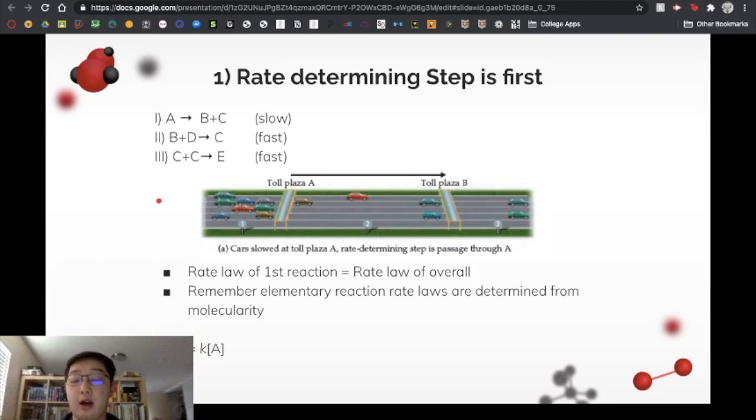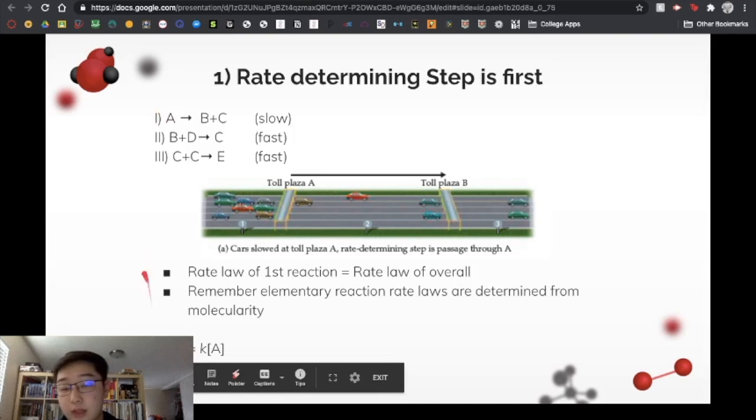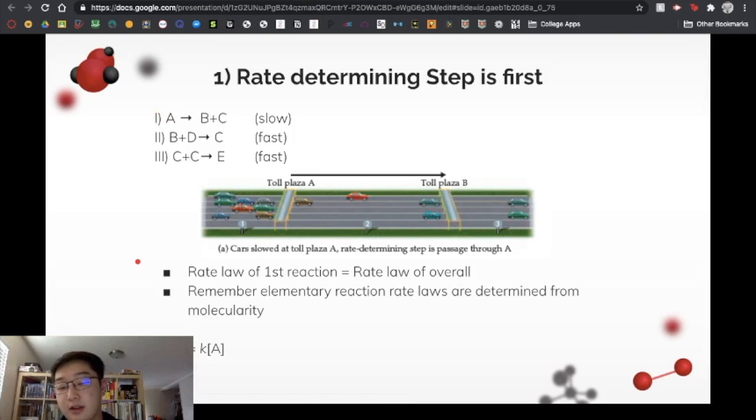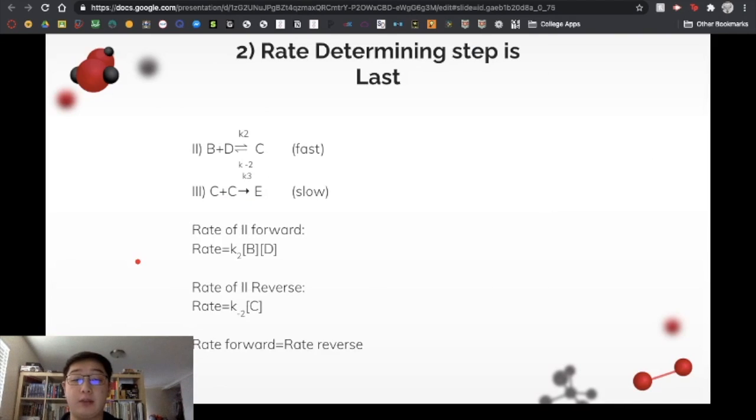So in those cases, the rate law of the first reaction is going to be the rate law of the overall reaction. So remember that elementary reaction rate laws are determined from molecularity, and so from the first equation, you can see there's just the A on one side, and so you have rate is equal to k times the concentration of A. There's nothing else there.